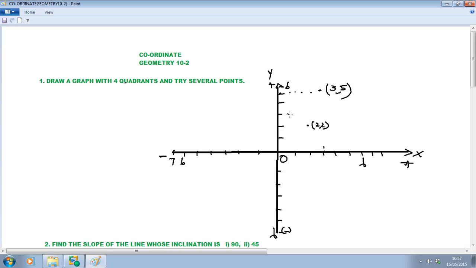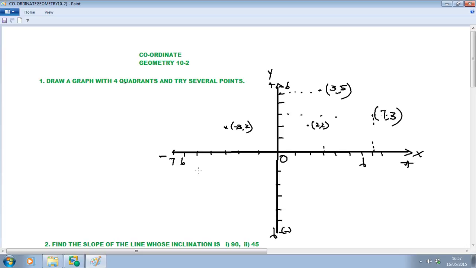So what about the point like this one, and here say let us say it is 7? X-axis 7, y-axis it is 3, like that we mention. What about some point here, like this? X-axis minus 3, y-axis is 2. So in between, any point we have to mention in fractions.